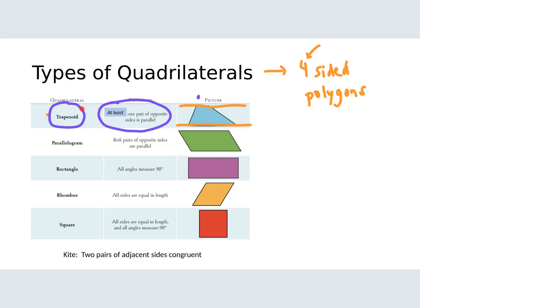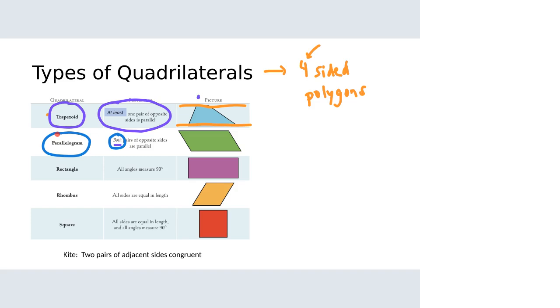Parallelogram. To be a parallelogram, a figure has to have both pairs of opposite sides parallel. So when we look at our parallelogram over there, the top and the bottom are parallel, the left and the right are also parallel. So what that means is that in that figure both pairs of opposite sides are parallel, and that's what makes it a parallelogram. Top and bottom parallel, left and right parallel, okay, that's a parallelogram.